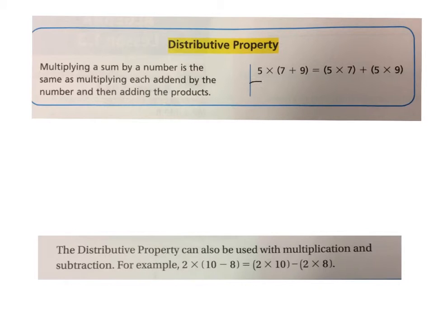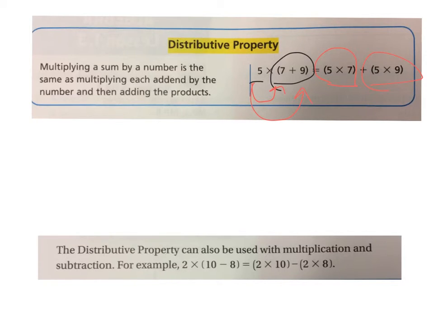Okay, so let's take a closer look over here. We have 5 times the sum of 7 plus 9. I could do the sum first. What's 7 plus 9? 16. So I could do 5 times 16. Or, that's not super easy for me to do in my head, so I could use the distributive property, and I could distribute the 5 to each of the addends. I could do 5 times 7, and then plus 5 times 9.